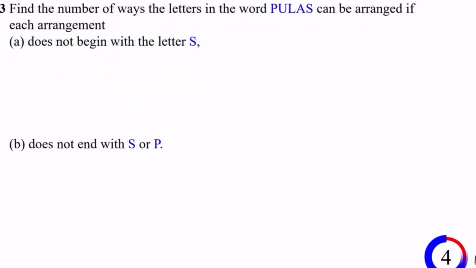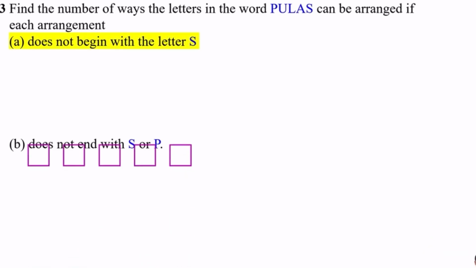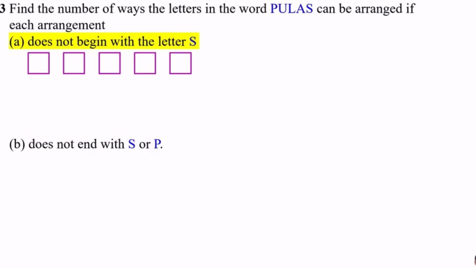Okay, let's see question number 3. Find the number of ways the letters in the word PULAS can be arranged if each arrangement does not begin with the letter S. Does not. Okay, so that means we can start with letters other than S. We have P, we have U, we have L, we have A, which are not S.